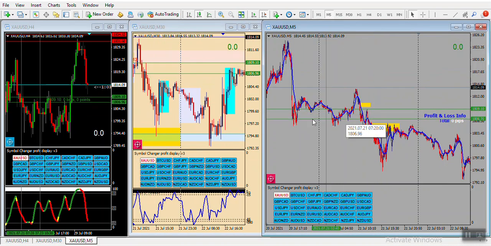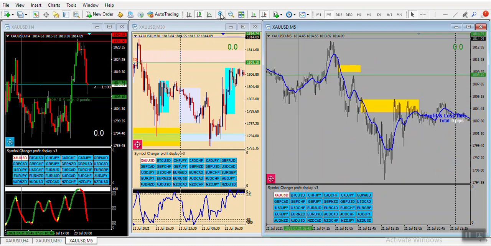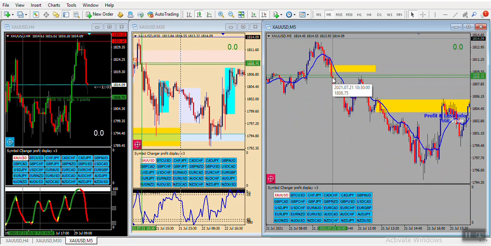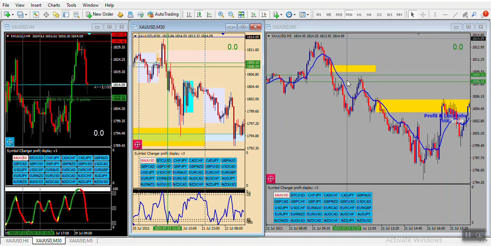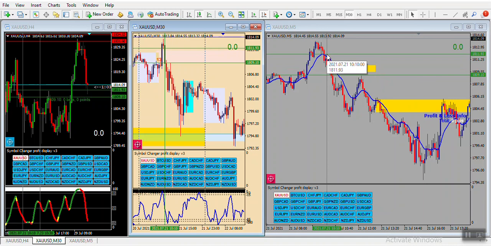All right, so this is where we have the last bullish candle. So you can see the zone here. This place, this is where we have the last bullish candle. So we are going to use the 5 minutes time frame. On the 5 minutes time frame here, we have the last bullish candle, which is this.